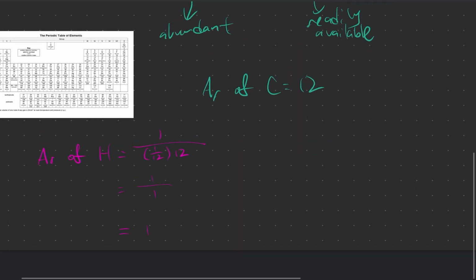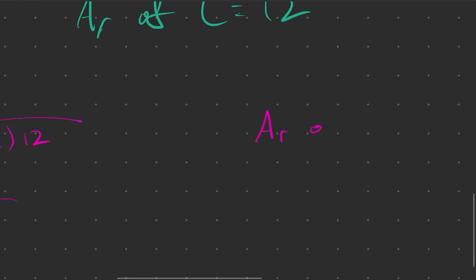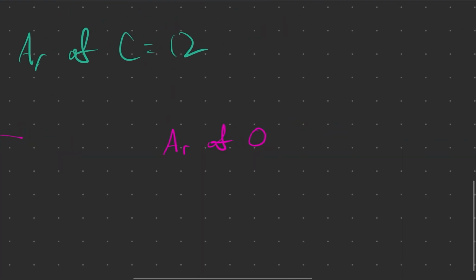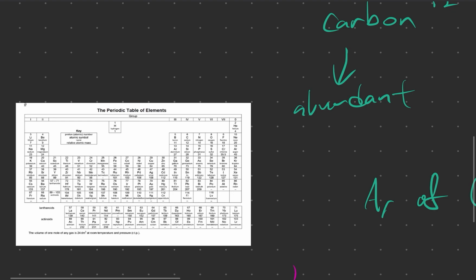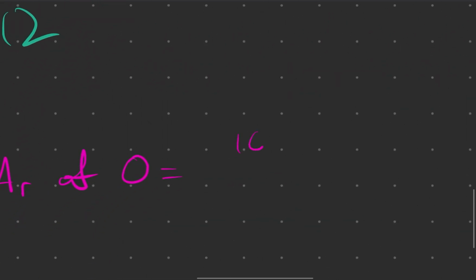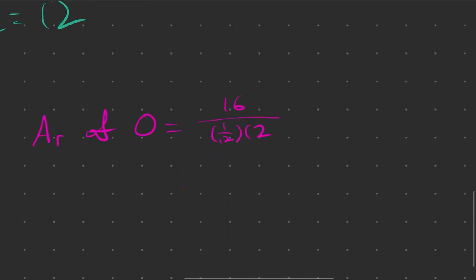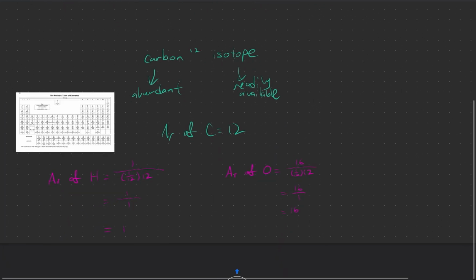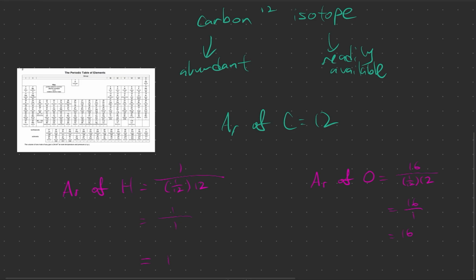Alright, let's try another one. Let's do the AR of an oxygen atom. So look at the mass number of oxygen, which is 16. So it's just 16 divided by 1/12 times 12, which will give us 16/1, which is just 16. So there are no units for AR because it's just a ratio.